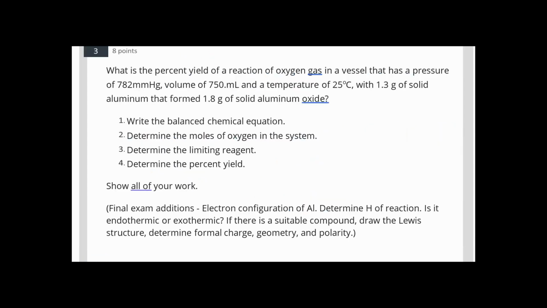And now for the comprehensive question. So what is the percent yield? So we're going to throw back to Module 5 of a reaction of oxygen gas. You have to know that oxygen gas is O2 in a vessel that has a pressure of 782 millimeters of mercury, a volume of 750 milliliters, and a temperature of 25 degrees Celsius. And that oxygen is going to be with 1.3 grams of solid aluminum. So don't forget the phases, and that will form aluminum oxide.